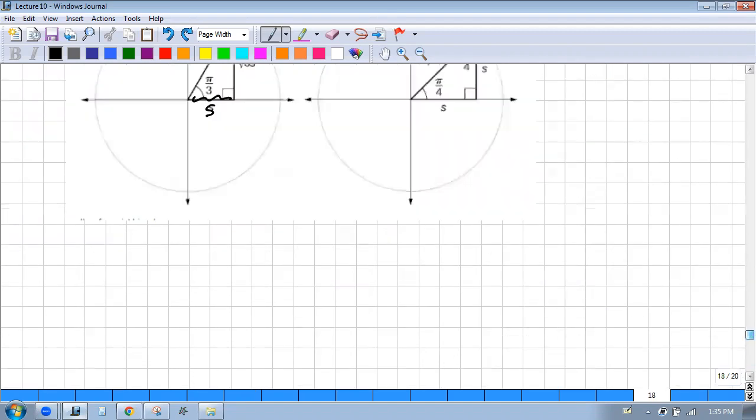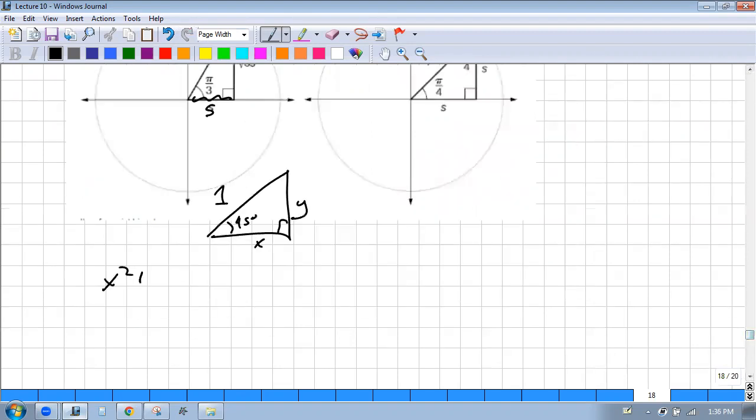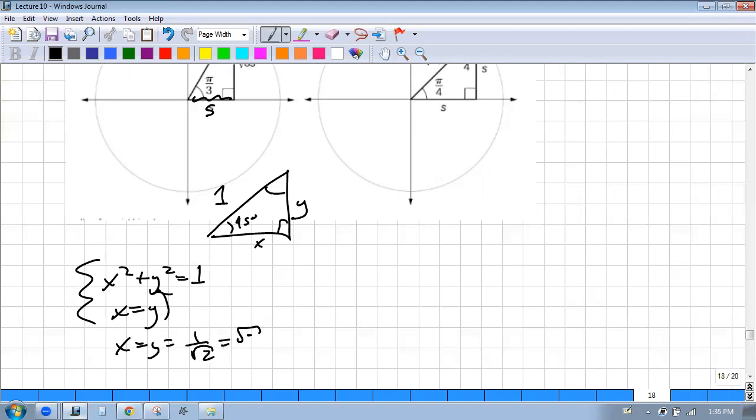Then you could do the same thing with a 45-45 triangle. Remember when we were solving for this, we were like, how do we figure out what X and Y are? Obviously the Pythagorean theorem is true, and since these are the same angle, we know these are equal. Then we used these two equations, substituted, and solved, and we got that X and Y are both 1 over root 2, or root 2 over 2. Remember we went through that whole process?